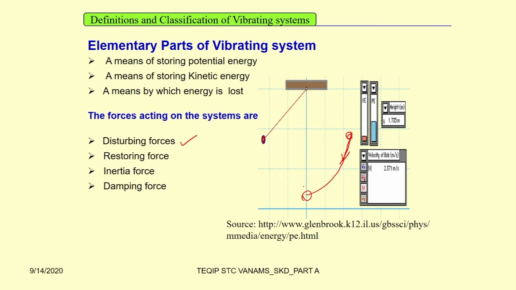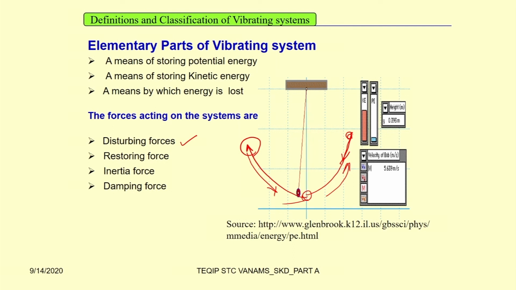So, this is the mean position. It comes back to this mean position, and from the mean position, due to inertia force, it will go to this side. So, initially we have given some disturbance force, then due to the restoring force it is coming back to the mean position, and as it is moving, it is subjected to inertia force, and due to this inertia force it will go upward and reach the maximum position. Here, at this maximum position the velocity becomes 0, and again due to restoring force it comes back to the mean position, and due to inertia force it goes to this side. So, we have a disturbing force, a restoring force, then inertia force, and if damping is not there, this motion will continue and we can have a simple harmonic motion.